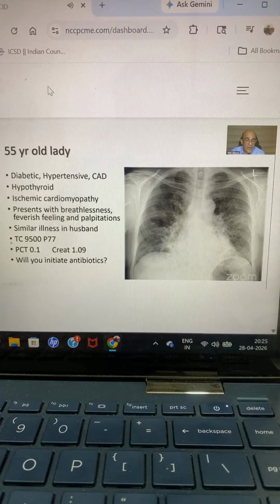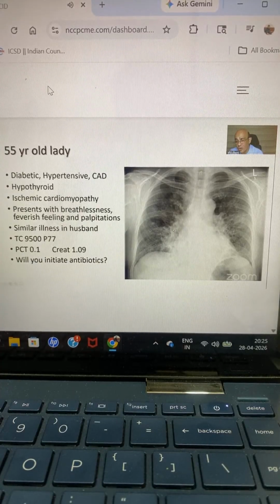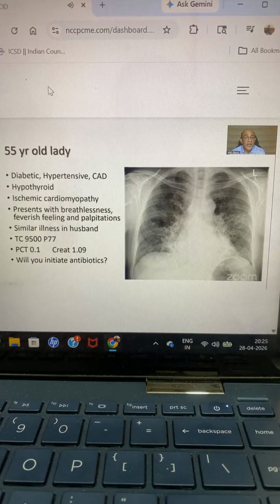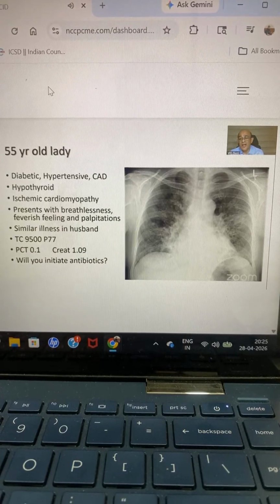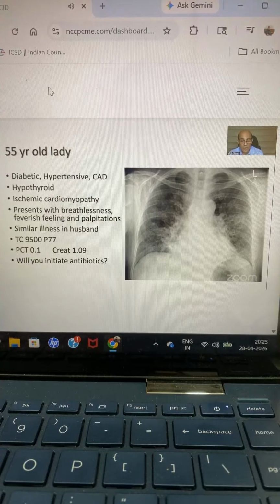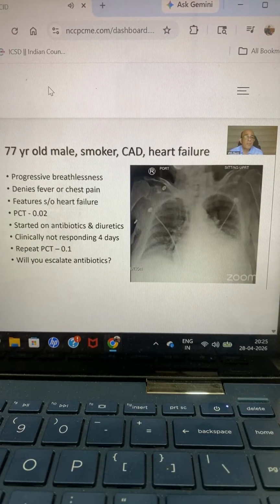So this is to illustrate that with a normal PCT, in a situation where there is doubt of a community-acquired pneumonia in a person who has a poor lung reserve or heart reserve, you may need to start antibiotics, but you can reassess it. So don't look at the value alone to decide whether antibiotics are needed.